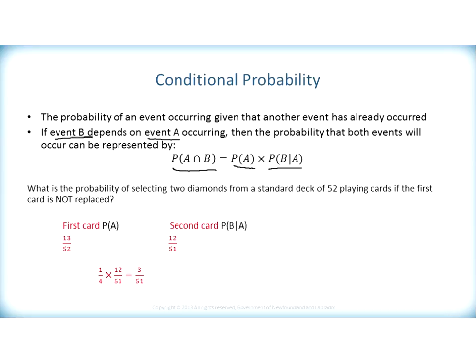So let's look back at that example again. What is the probability of selecting 2 diamonds from a standard deck of 52 playing cards? If the first card is not replaced, and once again this indicates dependent events. The first card, which we will call the probability of A, is equal to 1/4. Then the probability of B, getting a second diamond, given that A has already occurred, meaning there's only 12 diamonds left out of the 51 total playing cards, giving us 3 over 51.